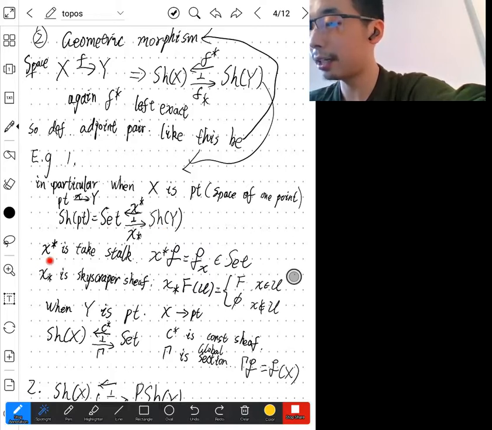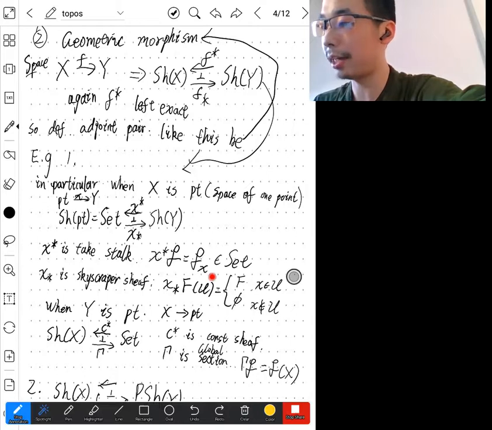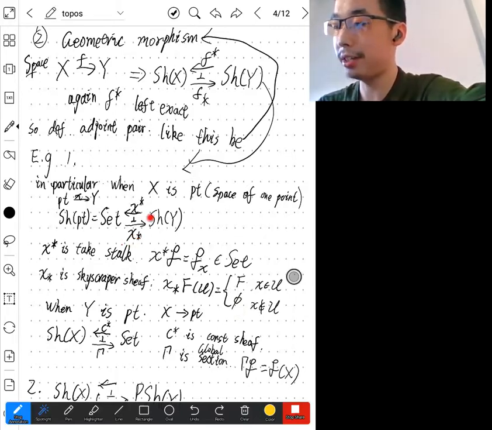So what are these two functors? The pullback x star is just taking the stalk. For any sheaf on Y, we take this functor to get the stalk at the point x. And the push forward is just the skyscraper sheaf, the sheaf that is non-empty only when U contains x. Otherwise it's empty. We can verify this is an adjoint pair, and this one is also exact. So this is a basic property. If given any such pair, we call it a point of the topos.